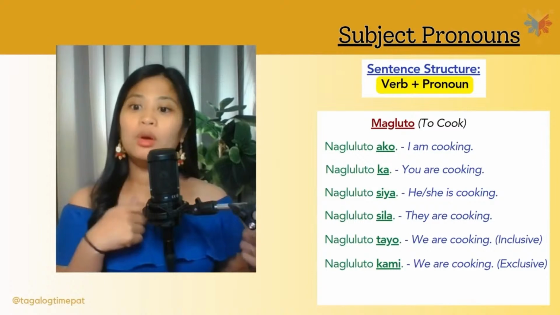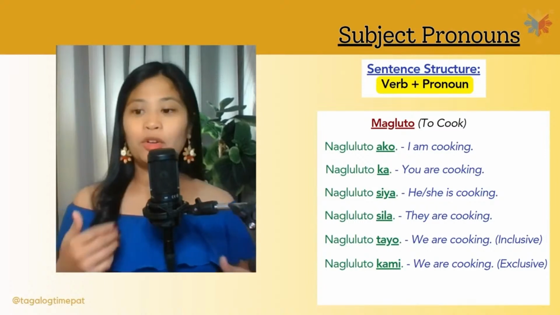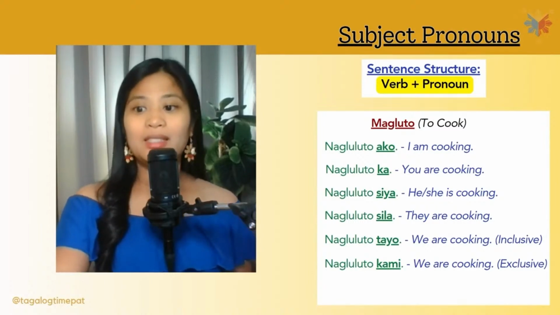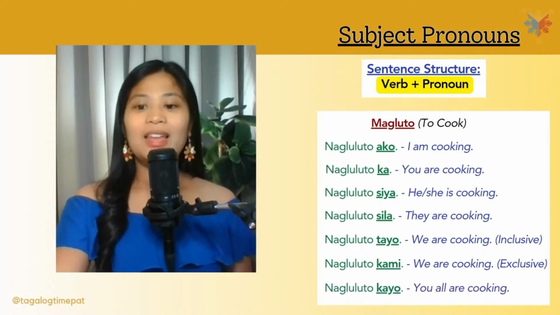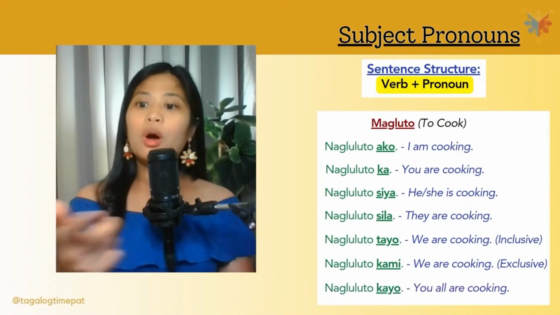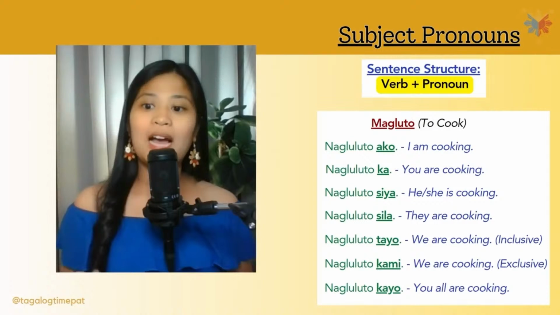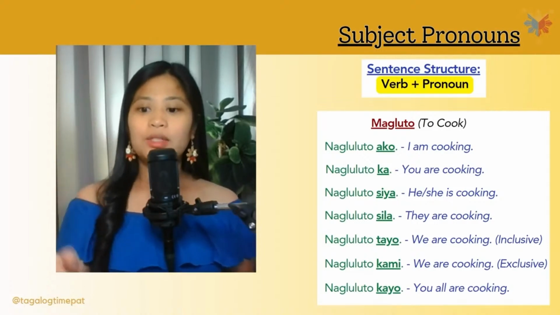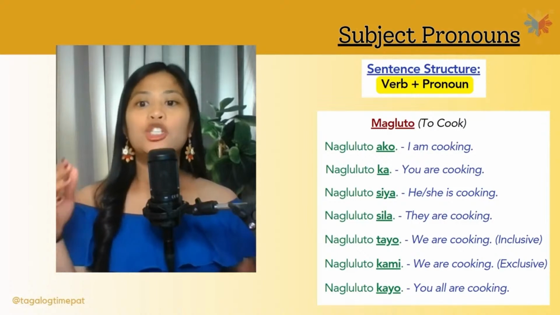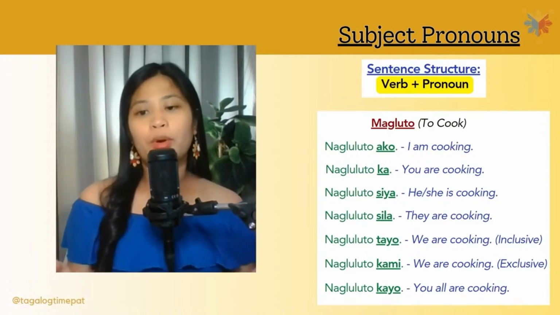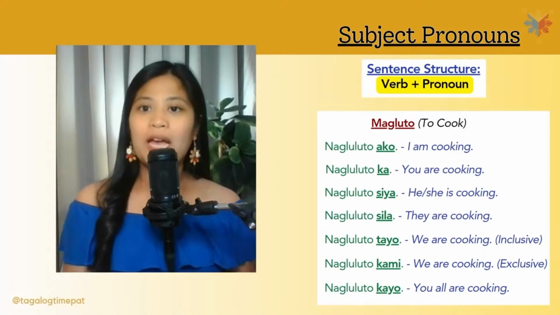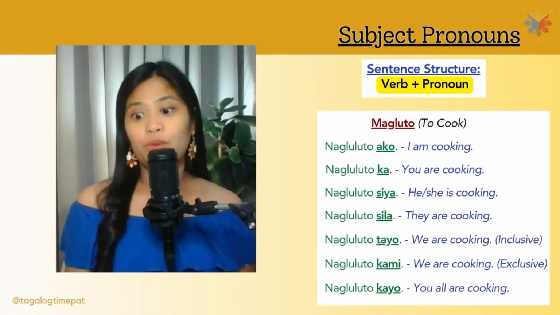Nagluluto kami. We are cooking. So me and my husband Chris, nagluluto kami. That's exclusive. And then nagluluto kayo. You all are cooking. Maybe you all as a class, you all are cooking. So this is a good slide to know just because it shows how you can put the verb and the pronoun together, and then it shows how the different subject pronouns are used.